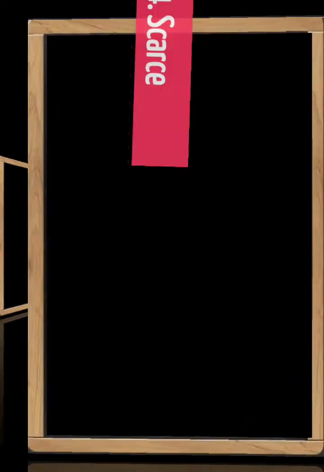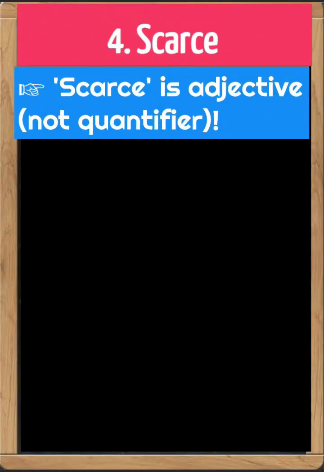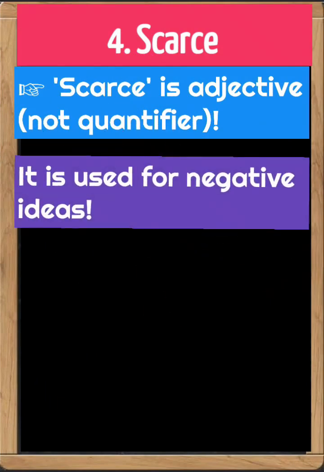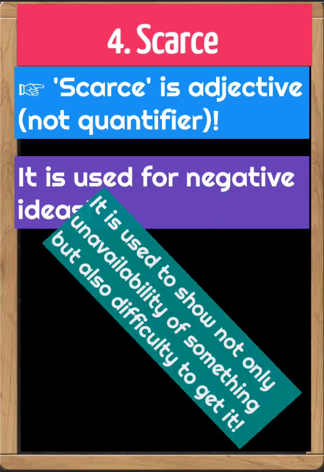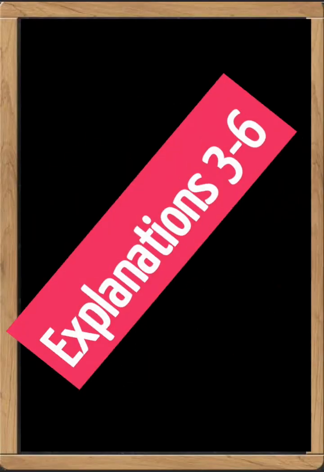Well, as you can see on the screen, the fourth brief rule summary deals with scarce. Scarce is not actually a quantifier, it is an adjective, and it is used for negative ideas. It is used to say not only that something is in shortage, but also that it's difficult to get. These are all the brief rule summaries under the previous four explanations.